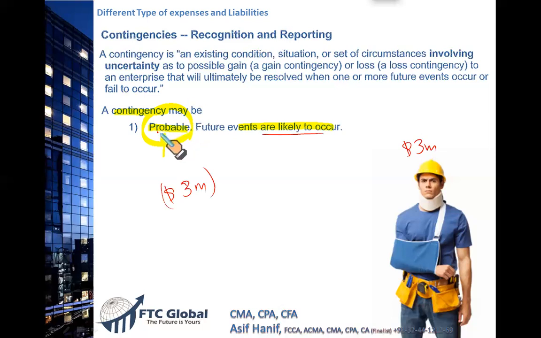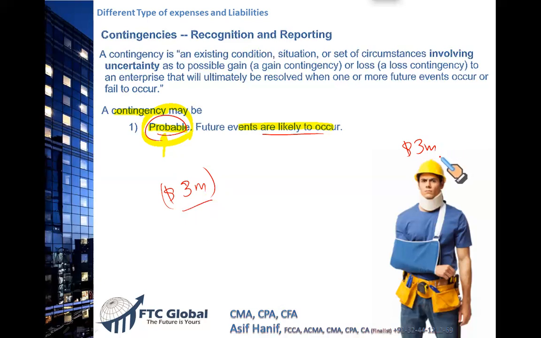If the event is probable, in that case, Salman, you are going to book it as your loss. Even if you haven't paid anything, you are going to recognize it as a loss, even if it hasn't happened. Our prudence concept says that if the loss is likely and it is probable, then don't wait for the loss, book it now. That's the prudence concept. So you need to book this loss now, even if you haven't paid anything.